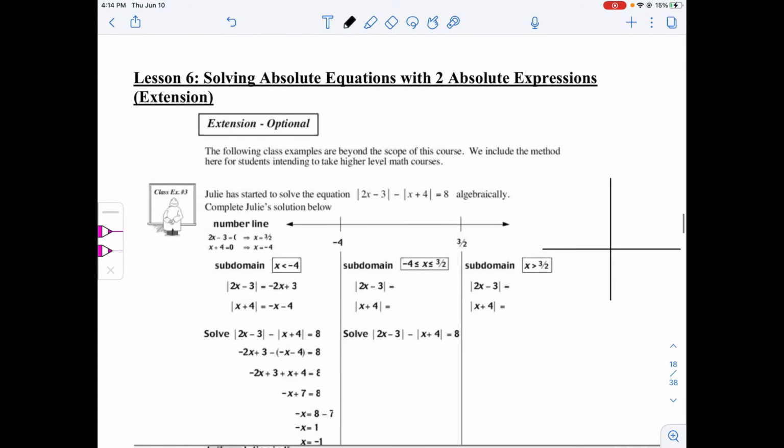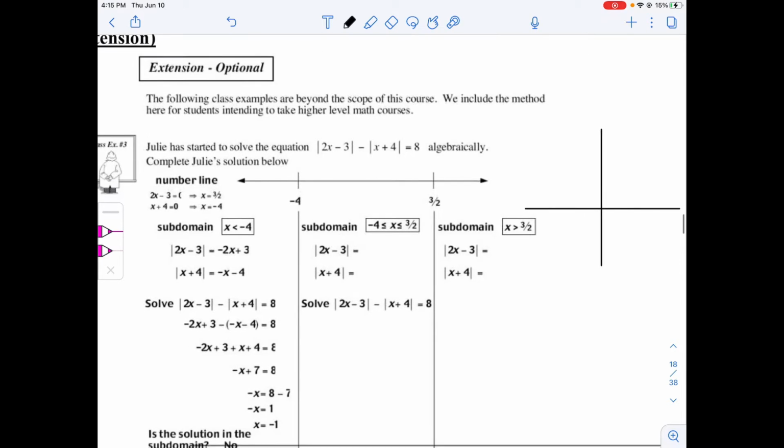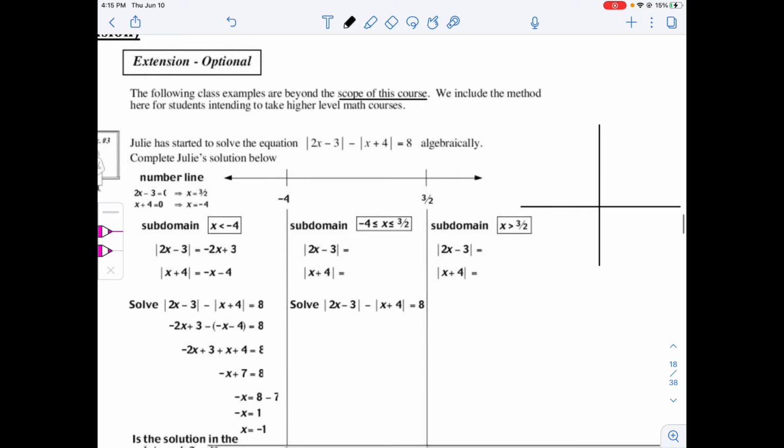Okay, what I'd like to do is just a quick video on the extension, solving absolute value equations with two absolute value expressions. And this is lesson 6. So again, this is beyond the scope of this course. I think I mentioned that in class, but if students are interested in doing this in the regular level, absolutely they can do that.